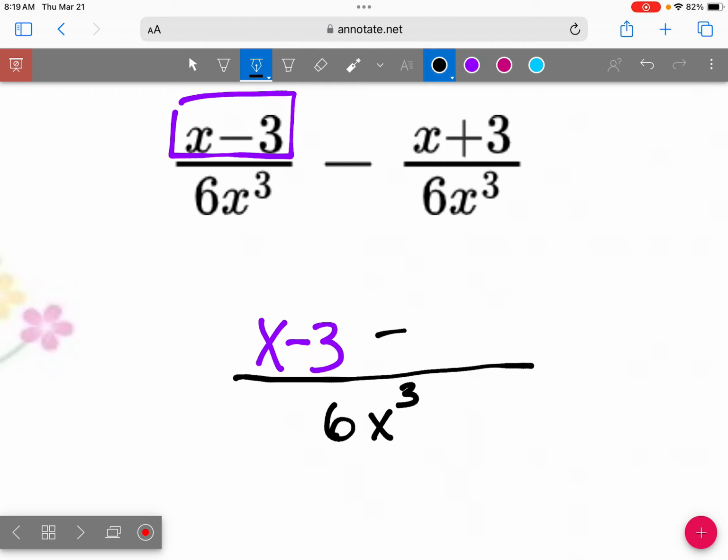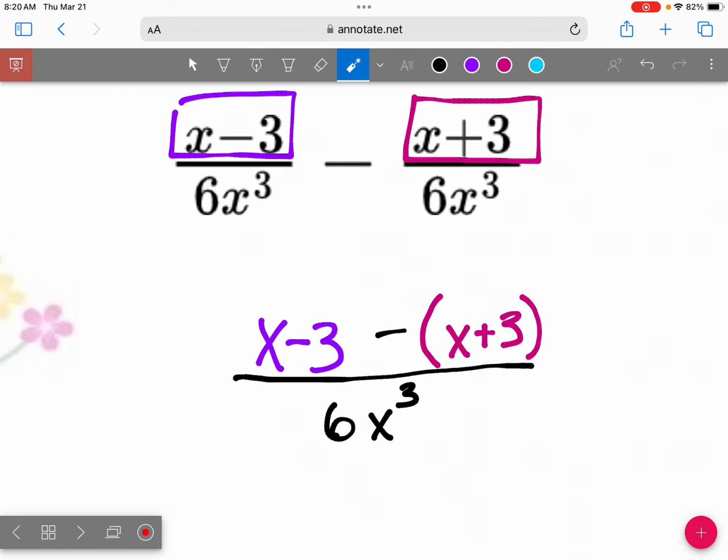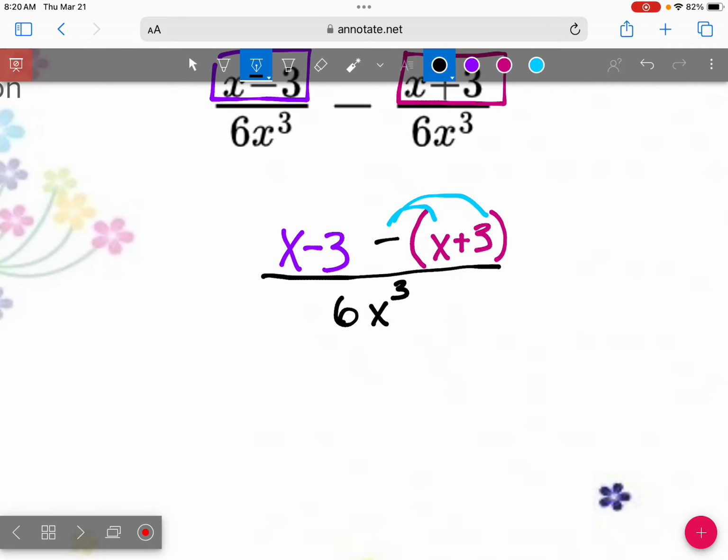And then we need to subtract this whole second piece. I need to subtract x plus 3. So I'm going to put it in parentheses like this. Since we are subtracting, I need to take this whole chunk and subtract this whole chunk. So my extra step that we're going to have today is I'm going to need to distribute this minus sign whenever there's a plus after it, or whenever there's an operation after it. So what this really is x minus 3 minus x minus 3 over 6x cubed.